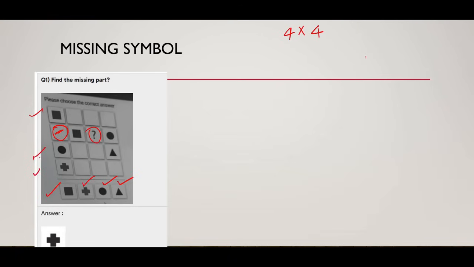What is left? Only the one option which we have to fill here, that is triangle. So here we will fill triangle. Now we need to find out the value of the question mark. Triangle is there, then square is there, then question mark is there, then there is circle.